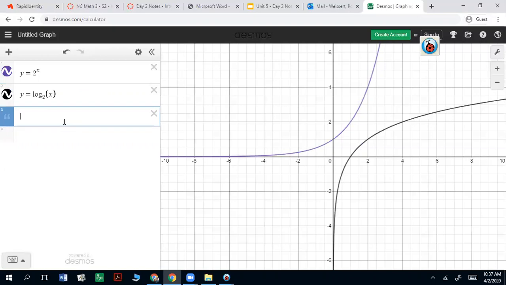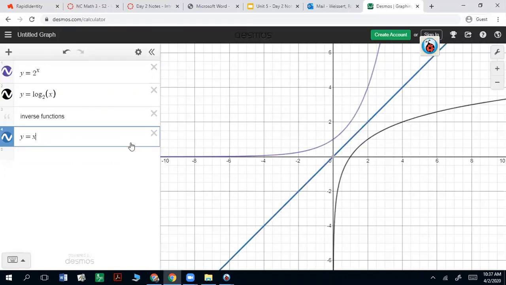The reason they're inverse functions is because if you were to switch x and y and solve for y, it's going to give you this, and we'll get into that another time. But notice that these two functions are going to be reflections over the line y equals x. So that's going to split those two graphs in half.